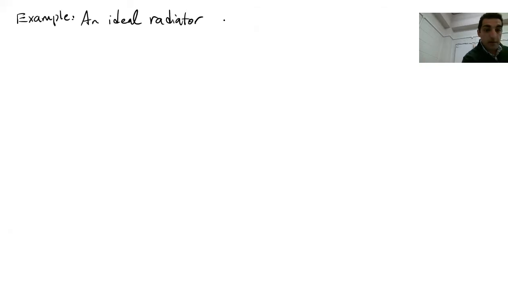I go to next. So, example. An ideal radiator is maintained at 550K. So when you have an ideal radiator, that means it's a black body, epsilon is 1, alpha is 1, right?